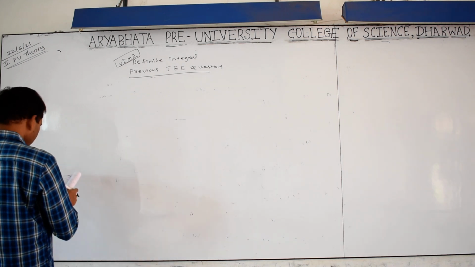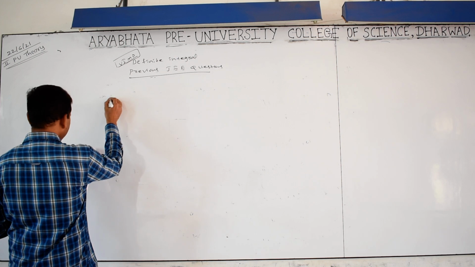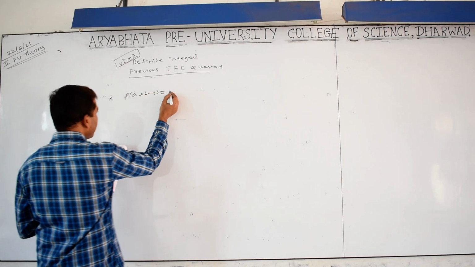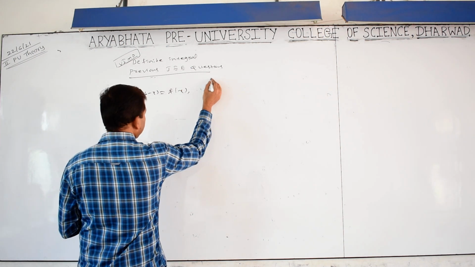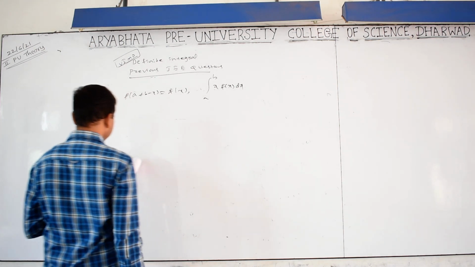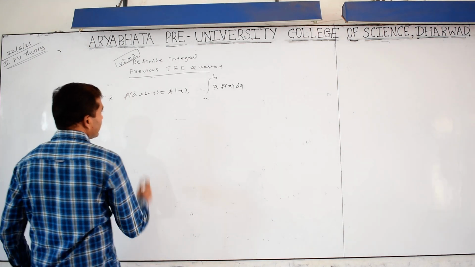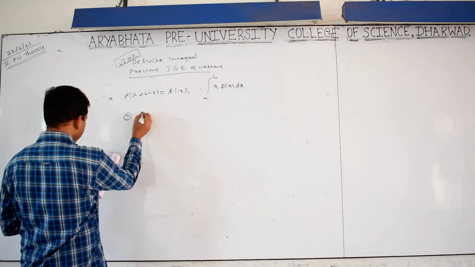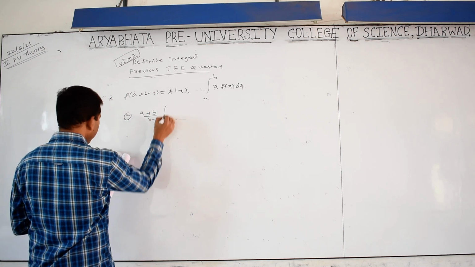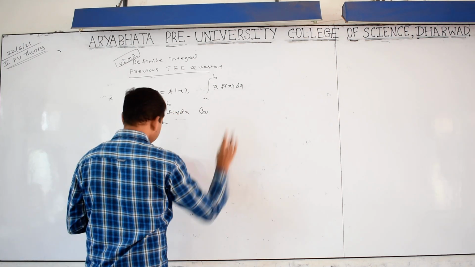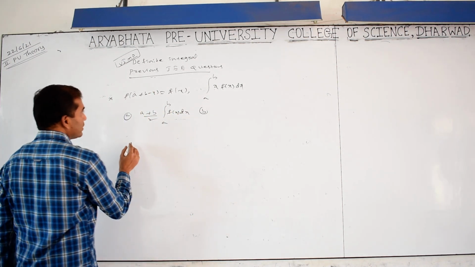Next, integrate f of a plus b minus x equal to f of x, integration of a to b x f of x dx. Okay, this is very easy, a direct standard formula. Options given here: a plus b by 2, integration of a to b f of x dx, and so on.